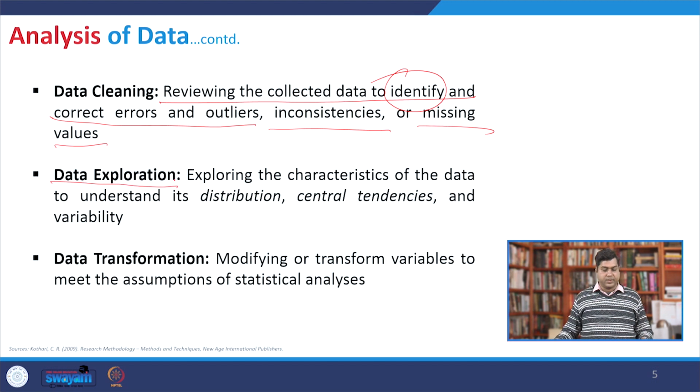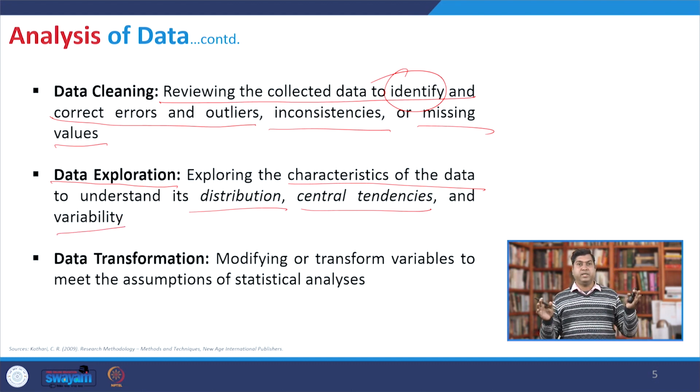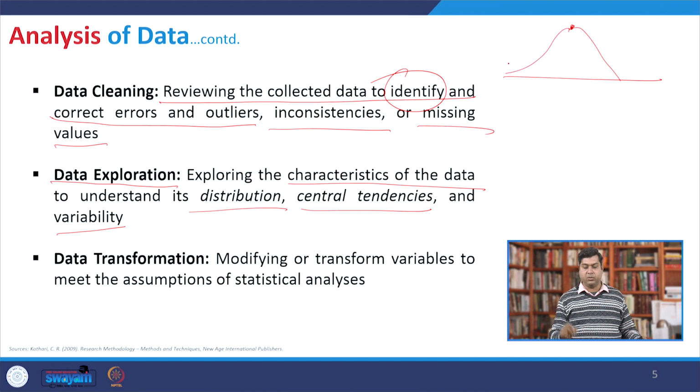Next is the data exploration. So, we try to explore the characteristics of the data and try to understand its distribution, its central tendency and variability. So, these are different measures to check it. Say for example, the speed profile. Again there will be some kind of vehicle which is having very high mean speed, and something is very high and something is very low.